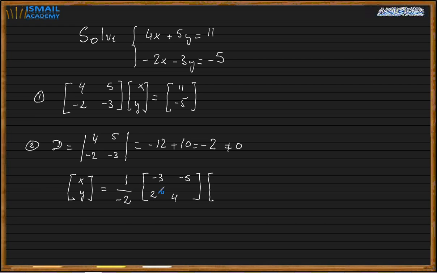So it's going to be 1 over the determinant times the transpose of the cofactor matrix of the coefficient matrix times the result, which is 11 minus 5. So when I multiply, I got minus 1 over 2 times minus 33 plus 25, and here will be 22 minus 20. So it's going to be minus half times minus 8, and here will be 2.